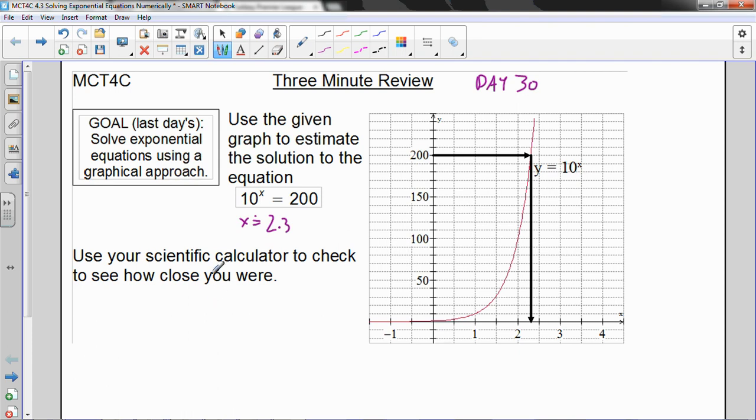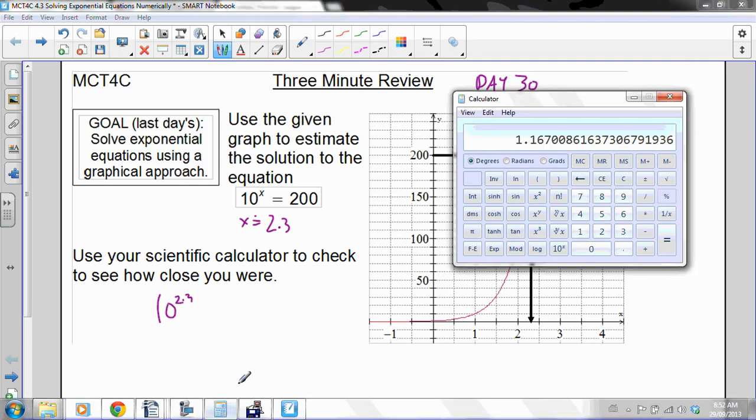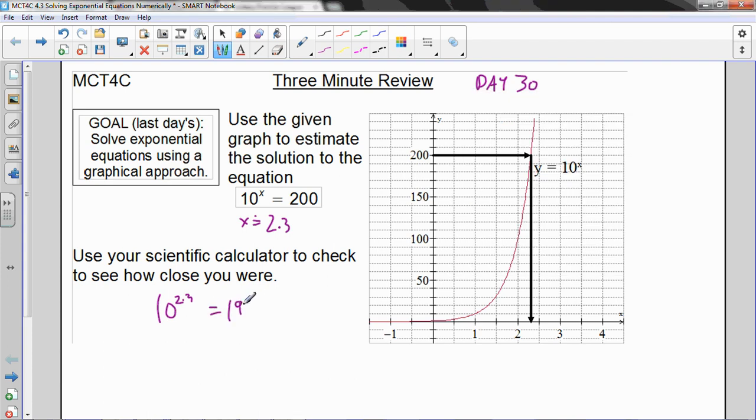And so it says use your scientific calculator to check and see how close you were. Well, we want to put in 10 to the exponent 2.3. And again, whatever calculator you're using, 10 to the exponent 2.3, pretty close. Pretty good estimate, 199.5. So we're actually pretty close to the answer. And we're going to talk about today how to get even closer, and in some cases exact.